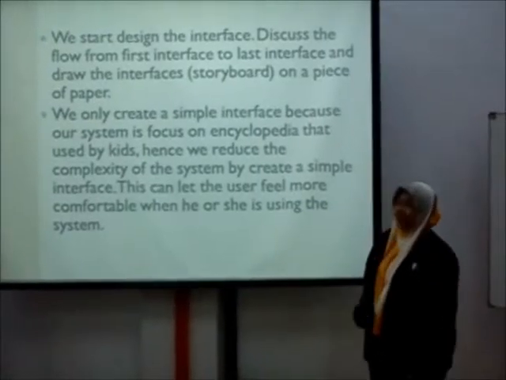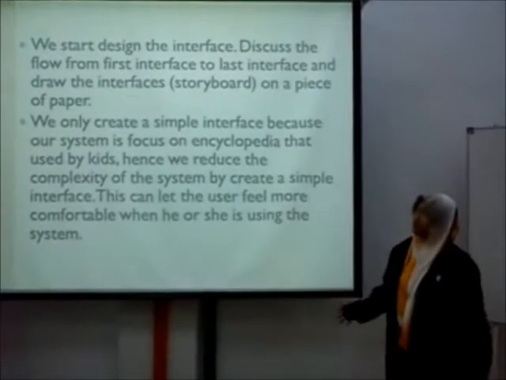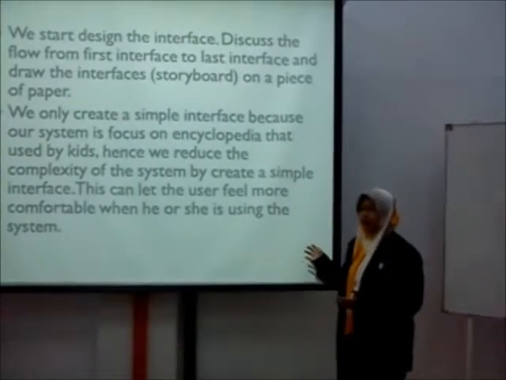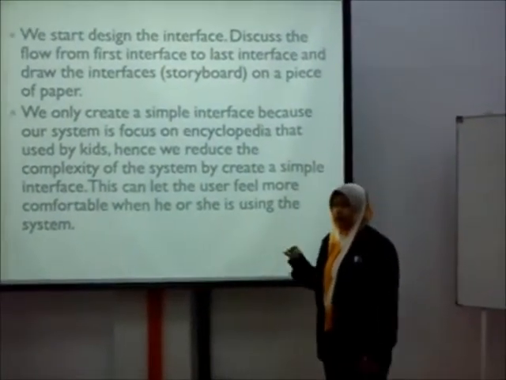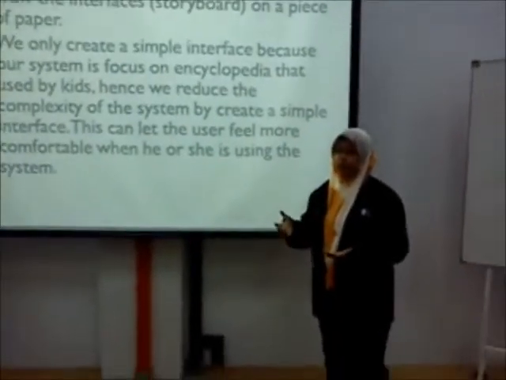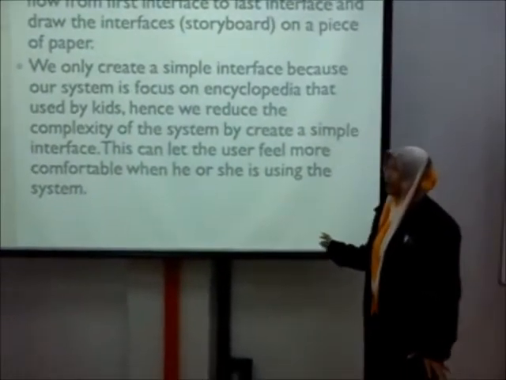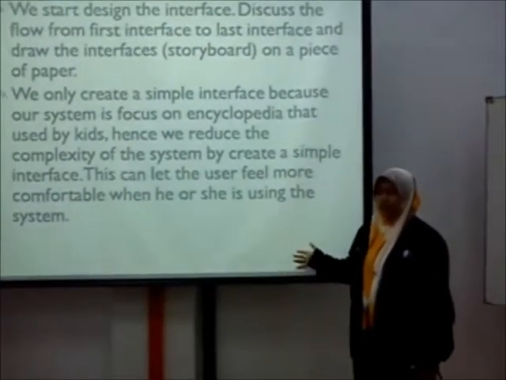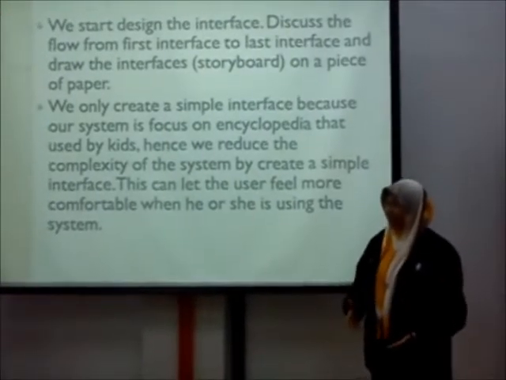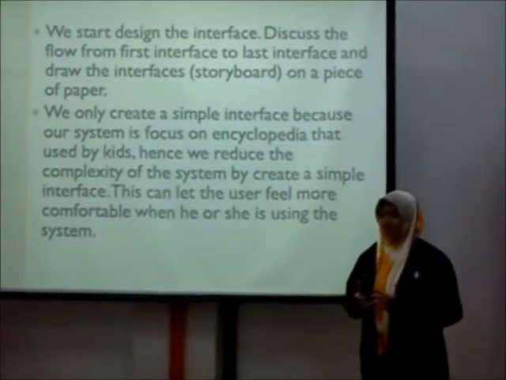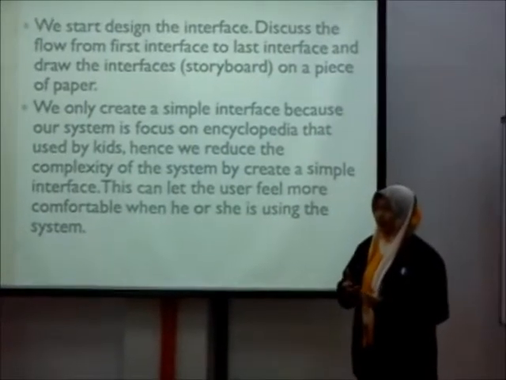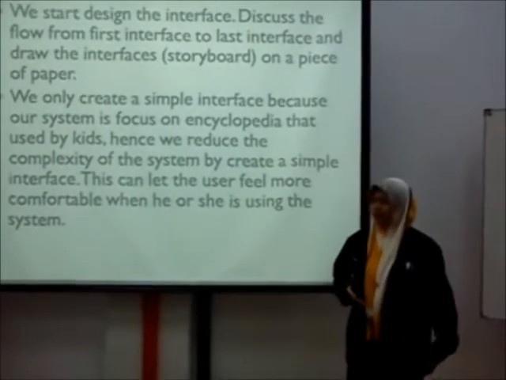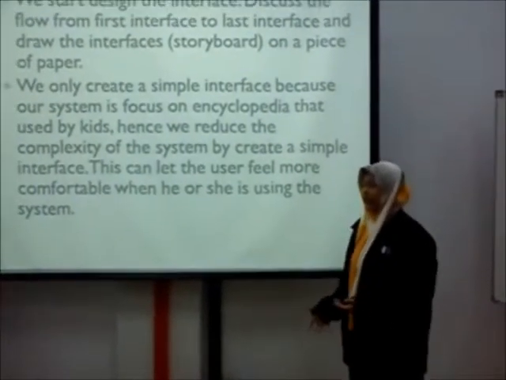Okay, I will present the design part. We start the design with the interface. First, we discuss the flow from the first interface to the last interface. The interface we draw on a piece of paper is called a storyboard. We only create a simple interface because our system is just for kids. This will reduce the complexity of the system. This can let the user feel more comfortable when he or she is using our system.